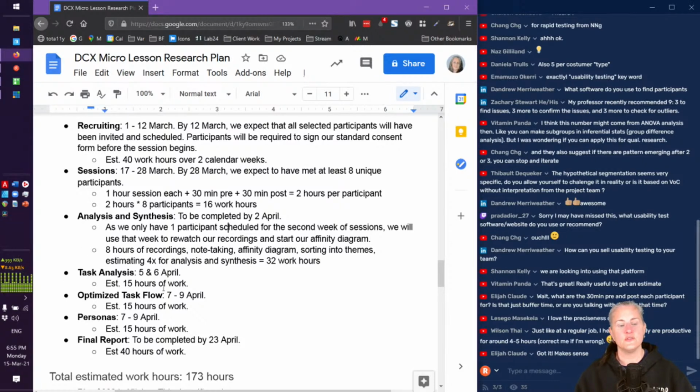Task analysis, 15 hours. Optimized task flow, 15 hours. Some of you are going to go, say what? Because you saw Larry Marine do that task analysis in the micro lesson on task analysis. But remember, he'd already finished it. So he was showing you a finished one. We're going to do one together later on in the calendar.